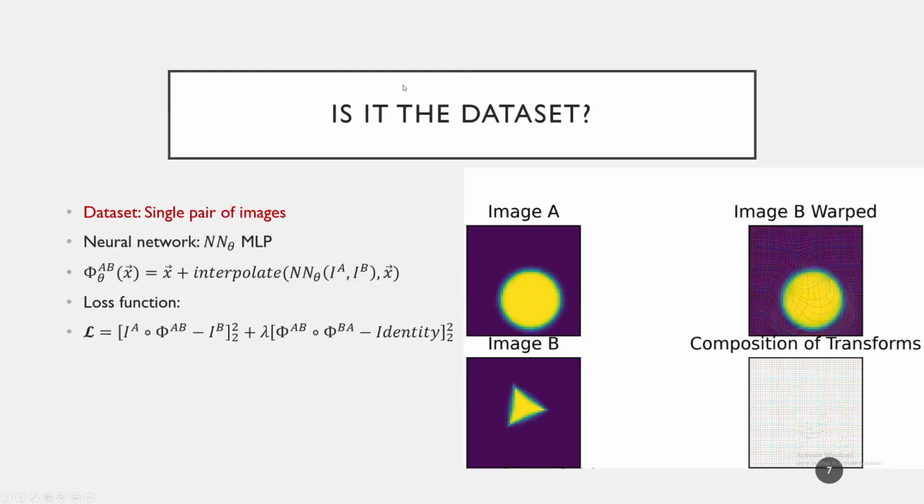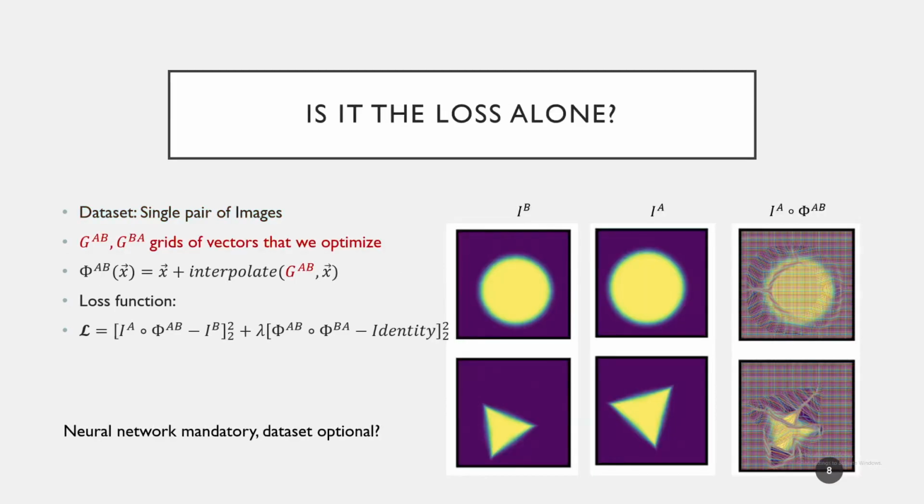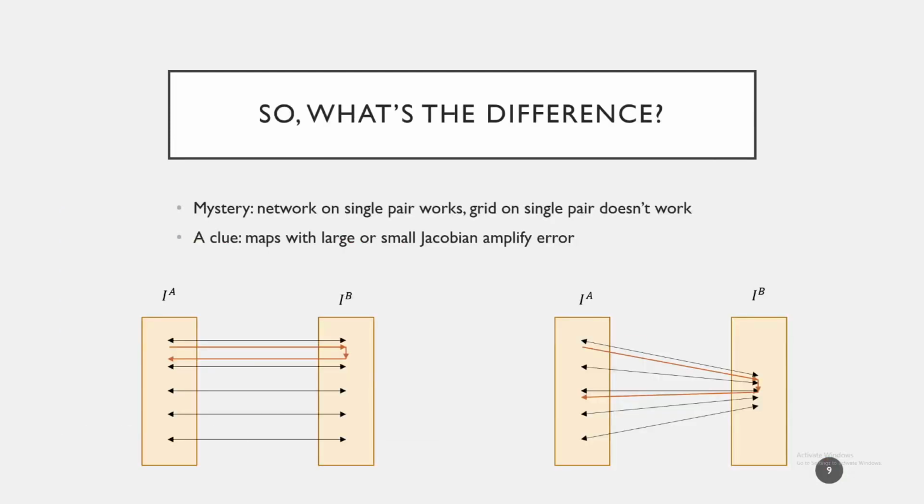First, we proved by experiment that this isn't some statistical property of big data. Here, we train a neural network on a dataset consisting of a single pair of images, and we get a smooth transform. Second, we show that despite the dataset being optional, the network is needed. Directly optimizing the grid of vectors that define our map produces a map that is largely invertible, but non-smooth. Via these experiments and others, we narrow down the reason for the excellent quality of our registrations.